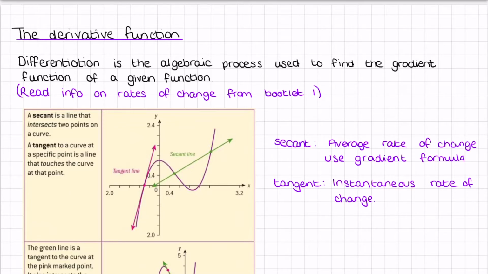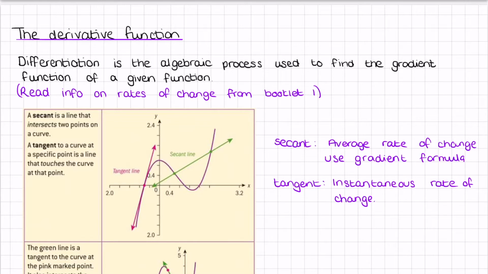As it was said in that rates of change information, you can have an average rate of change and an instantaneous rate of change. Some things that link to that are a secant and a tangent. A secant is a line that intersects 2 points on the curve. That's the green line. You see it intersects the curve at 2 different points. So we use this to find the average rate of change. So we find the gradient of that line.